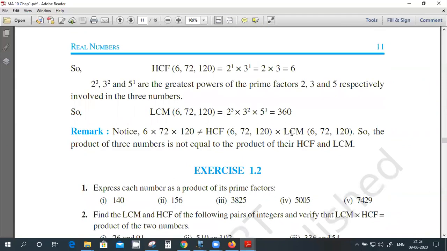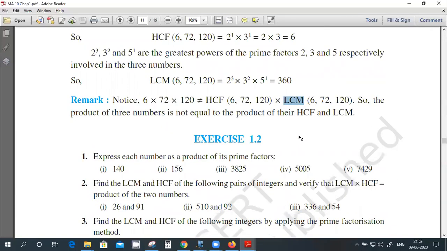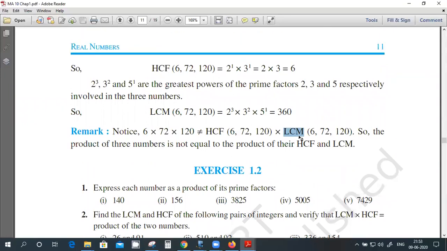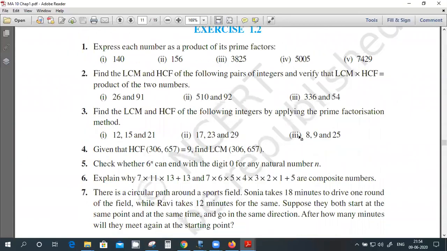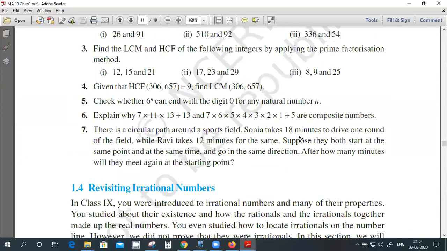And you do LCM, the least common multiple. The least common multiple will be greater than all the given numbers. The highest common factor will be less than the given numbers, while the multiple will be greater than all the numbers.